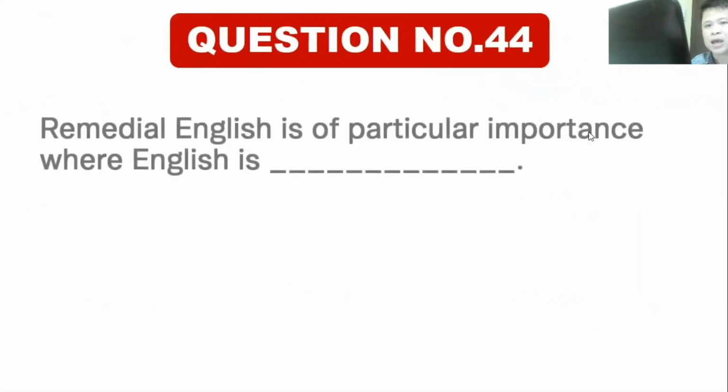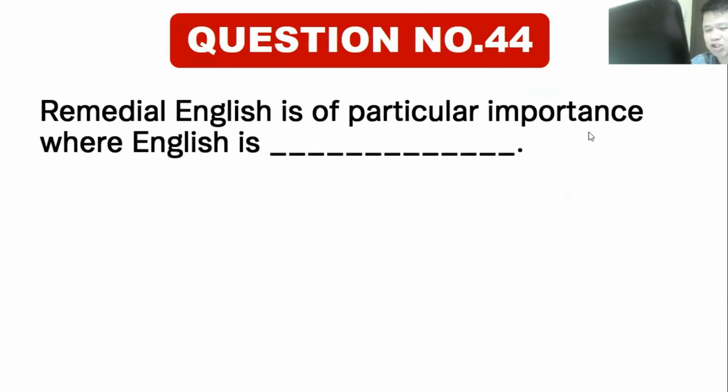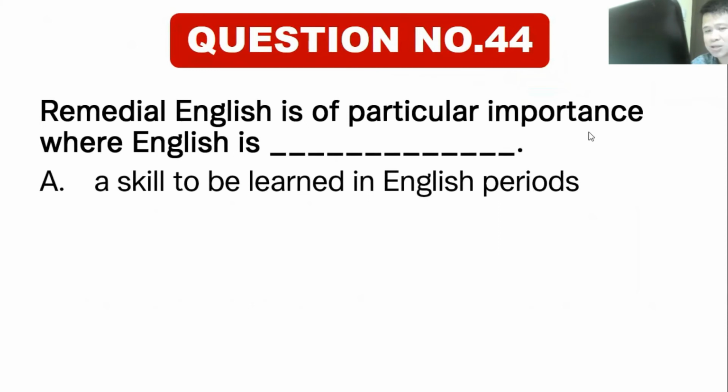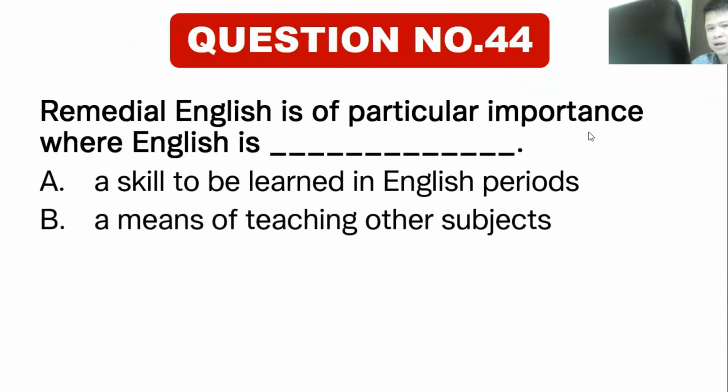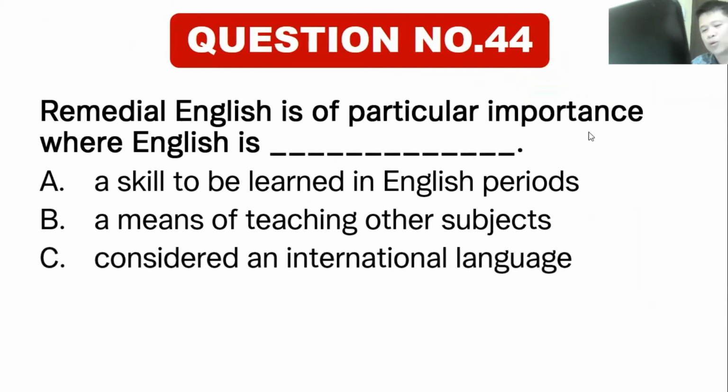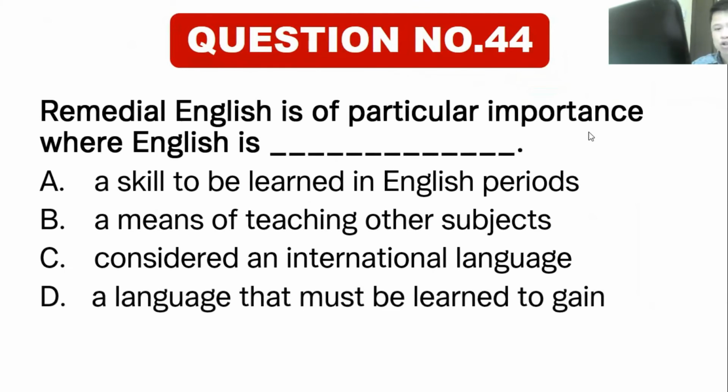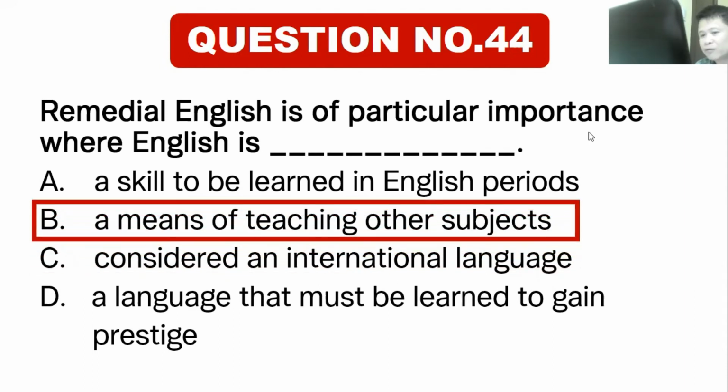Number 44. Remedial English is of particular importance where English is A, a skill to be learned in English periods, B, a means of teaching other subjects, C, considered an international language, D, a language that must be learned to gain prestige. Again, remedial English is of particular importance where English is A, a skill to be learned in English periods, B, a means of teaching other subjects, C, considered an international language, D, a language that must be learned to gain prestige. The correct answer is letter B, a means of teaching other subjects. Remedial English is of particular importance where English is a means of teaching other subjects.